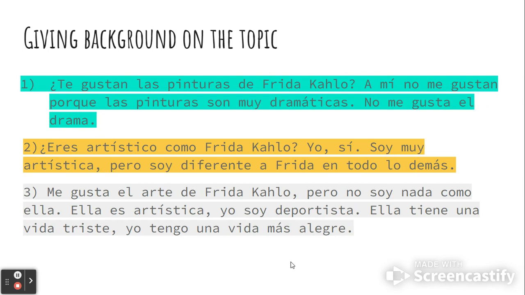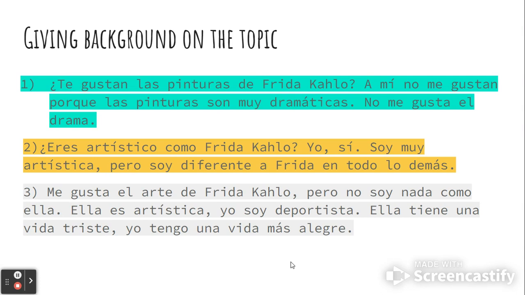¿Eres artístico como Frida Kahlo? Yo sí. Soy muy artística, pero soy diferente a Frida en todo lo demás. So again, this would be saying that you're in some ways like Frida in the sense that you're artistic, but very different from Frida in everything else. And so this could potentially set you up to talk about those differences as well.